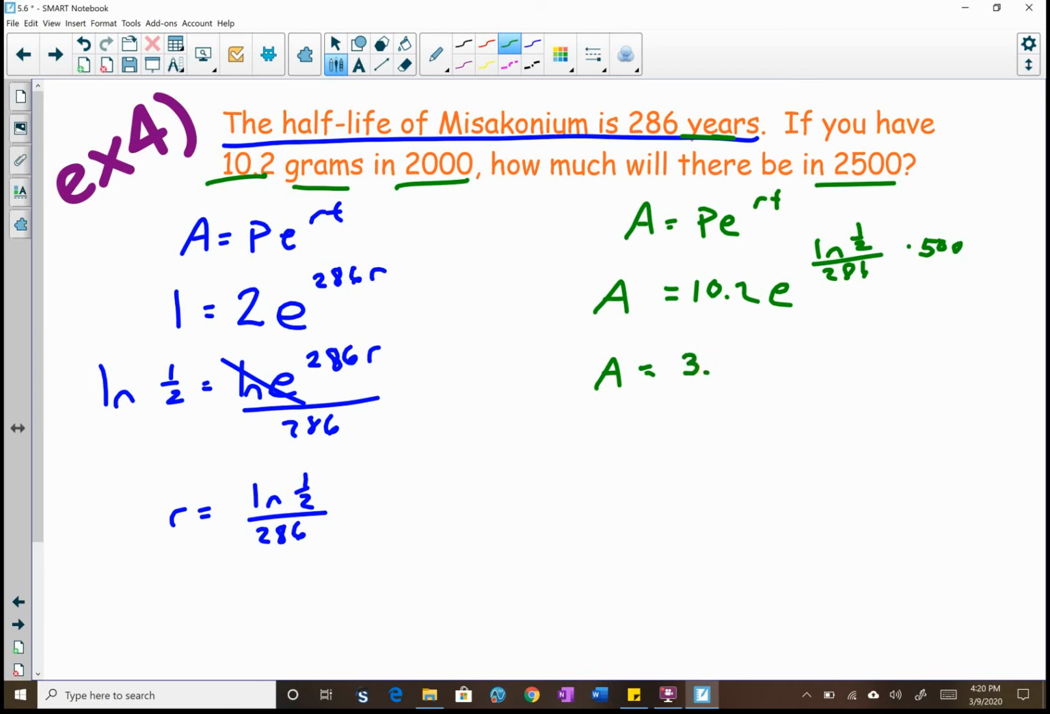I got 3.036, if it'll let me write that. We're talking grams. Okay, let's try another problem.